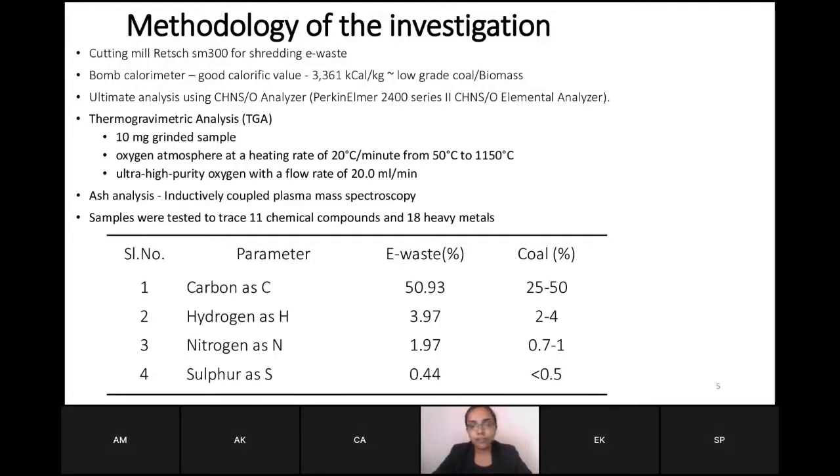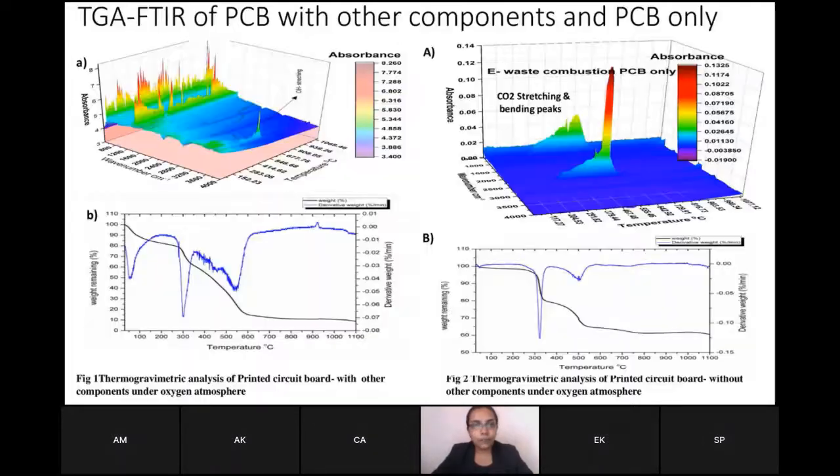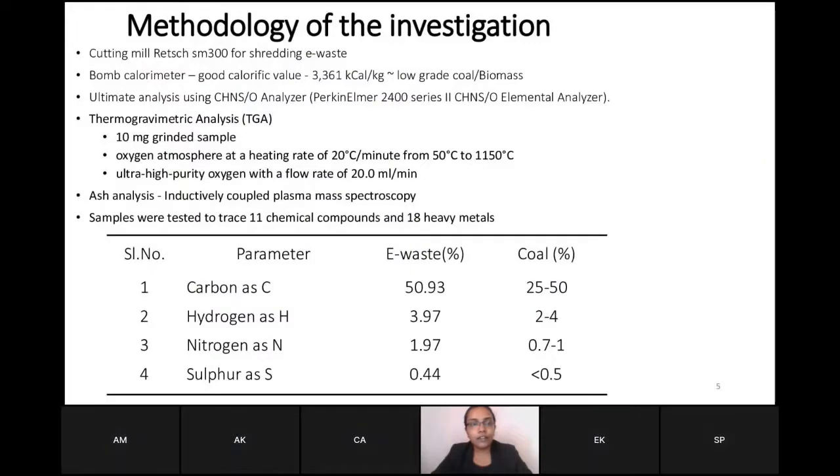This analysis basically gives you, at every particular time and temperature, when I increase the temperature, how the weight of that particular printed circuit board, which I'm subjecting to heat, is reacting, and what kind of gases are released. What kind of wavelength does it correspond to? That's the study.